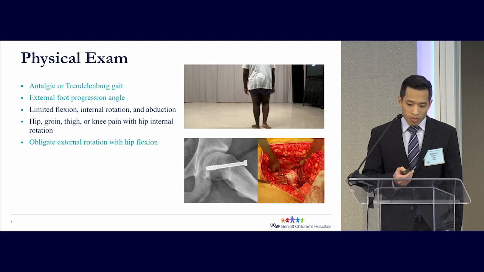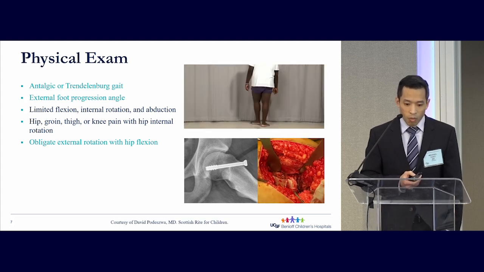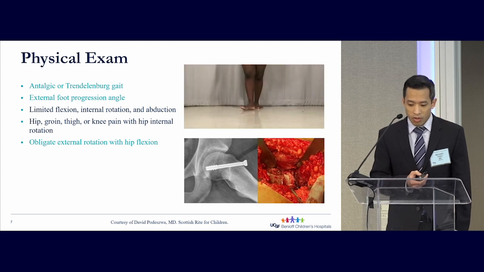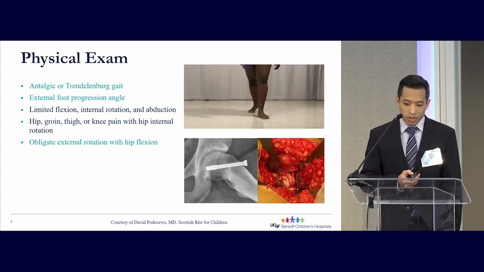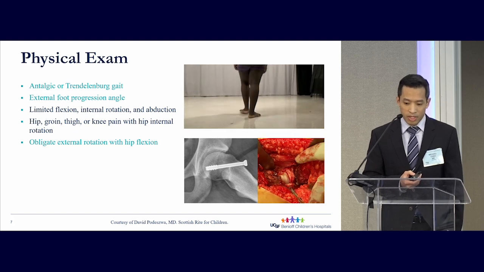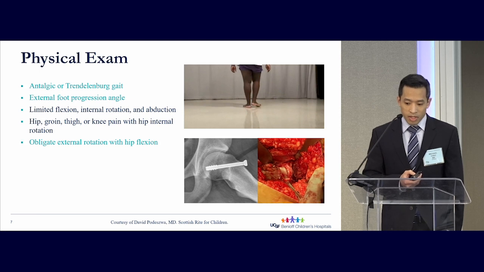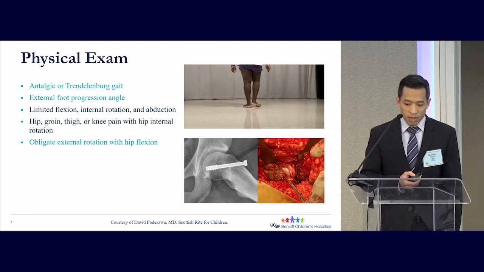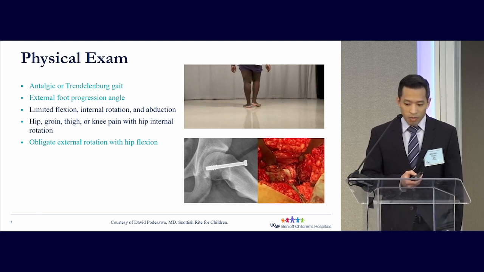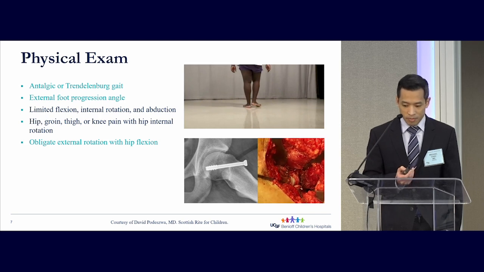The video on the bottom right demonstrates why obligate external rotation occurs with SCFE. With flexion of the hip, the metaphyseal bump at the femoral head-neck junction engages the acetabular rim, and as the metaphyseal bump rides along the rim posteriorly, the hip is obligated to go into external rotation, as seen there.